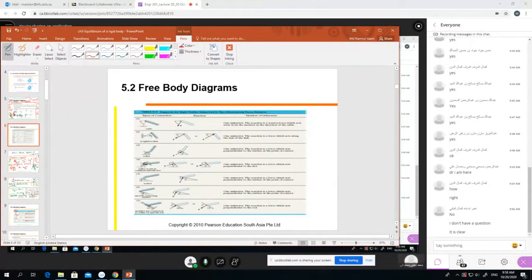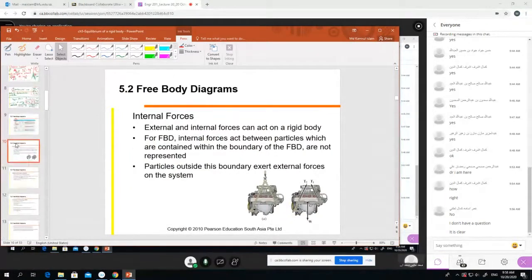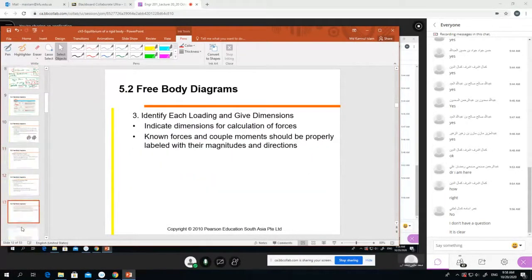Some students become very afraid. Doctor said so many types. Actually, not so many types. All is a combination of just three types. To understand, you need to understand these three types, and the others are just combinations of these. Okay. Now free body diagram, whatever, right?